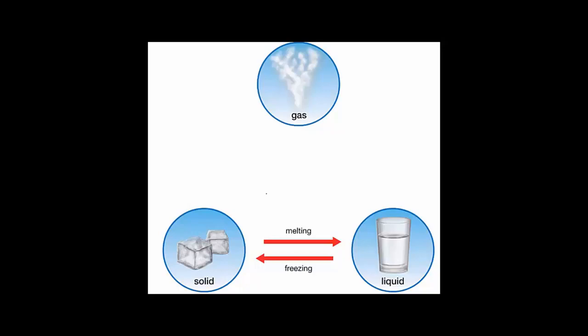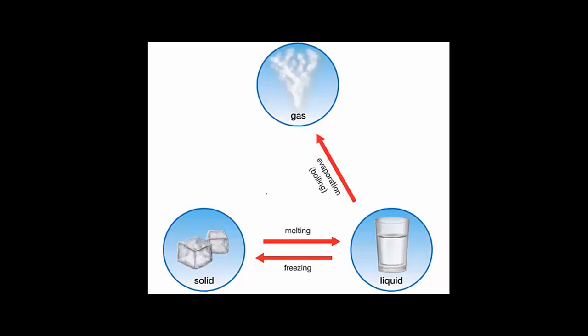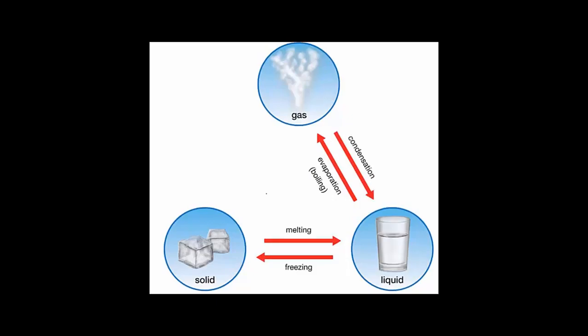Okay. If a liquid substance receives enough heat energy, the molecules will start moving really fast and the liquid will turn into a gas. The phase change from liquid to gas is called evaporation, or we also call that boiling. If a gas loses enough heat energy, the molecules slow back down and it will turn back into a liquid. The phase change from gas to liquid is called condensation.